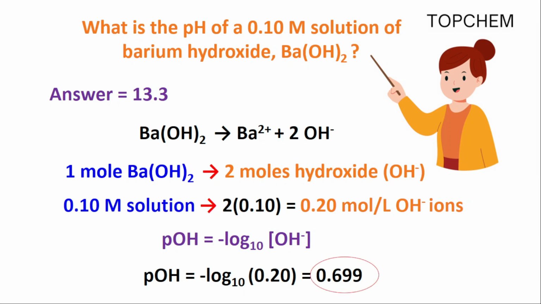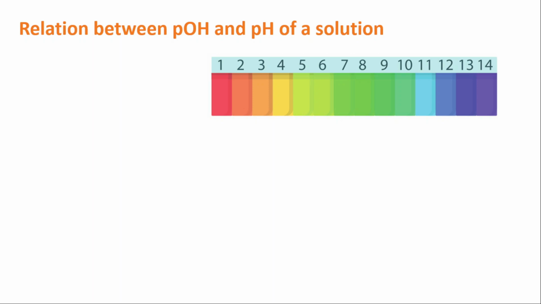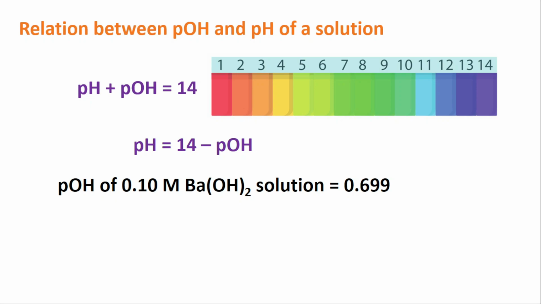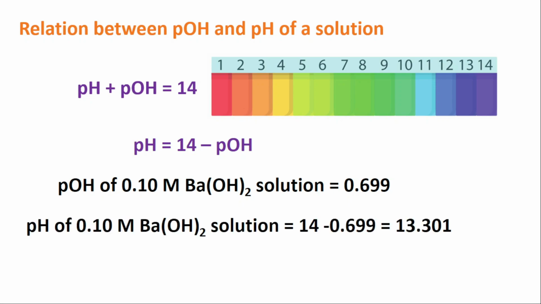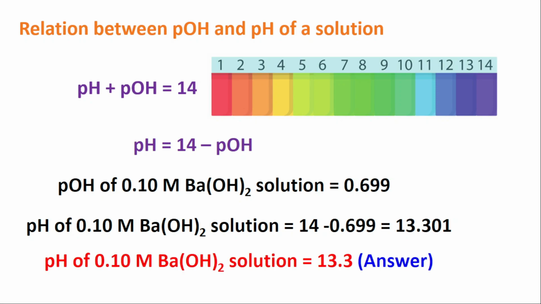The pOH of an aqueous solution is related to its pH on a scale of 0 to 14 as pH plus pOH equals 14, or we can rearrange it as pH equals 14 minus pOH. So now that we have already calculated the pOH of the 0.1 molar barium hydroxide solution, we can find its pH by subtracting 0.699 from 14, which gives us 13.301, or simply 13.3 to 1 decimal place. So that's how you calculate the pH of a 0.1 molar barium hydroxide solution.